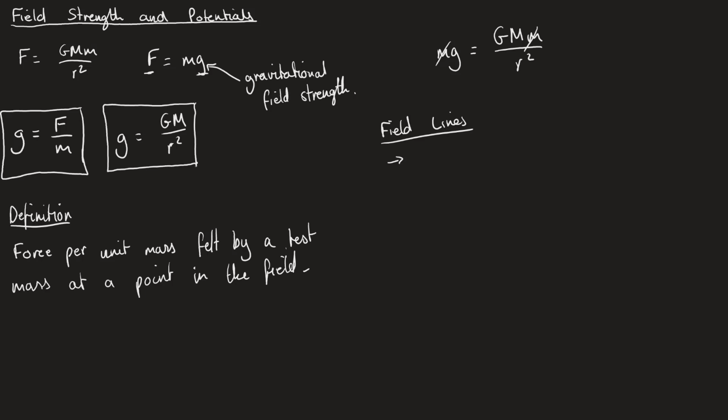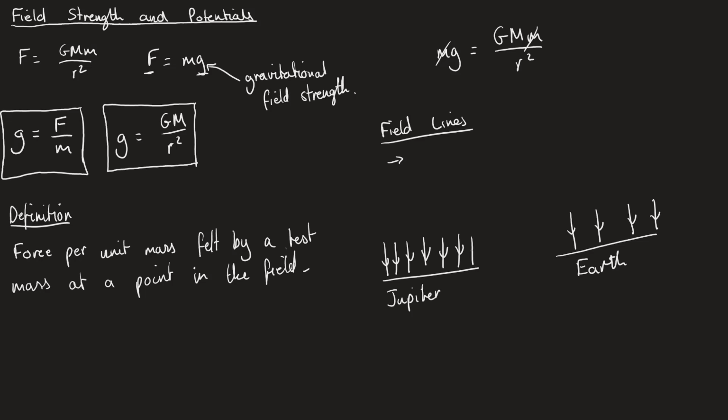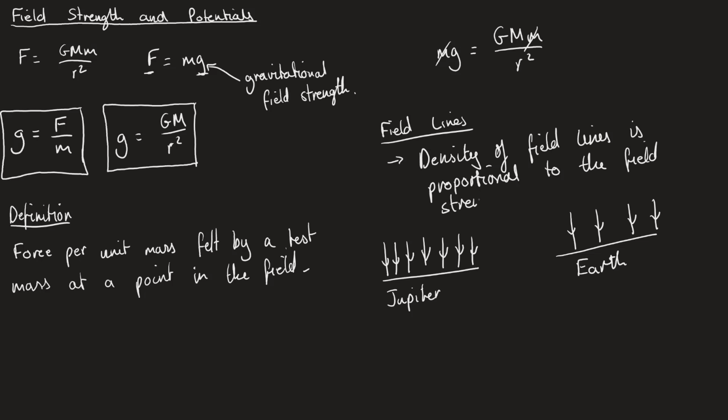And so what we can say from there is, if we were to take an approximation of a uniform field on both Jupiter and Earth and see what they both look like, we can say that if we set Earth to look something like this, then Jupiter is going to look something more like this. Okay, so the density of field lines is proportional to the field strength.